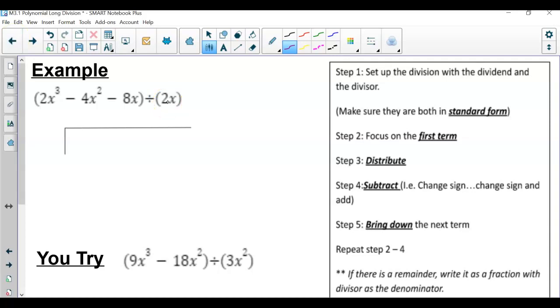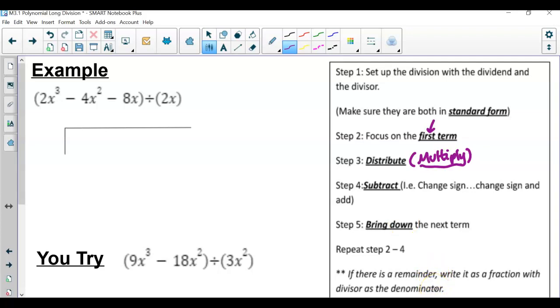But notice here in the steps, we still need to focus on standard form of our polynomial. We're going to again only focus on the first term. Now here when we distribute, that is our multiply step. So keep that in mind when we are going to end up distributing. But this is our multiply. So first term, multiply, subtract, bring down. So notice it is all the same steps. And then keep in mind if we do have a remainder, we will write that as a fraction.